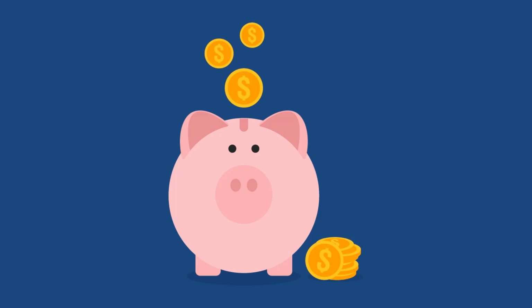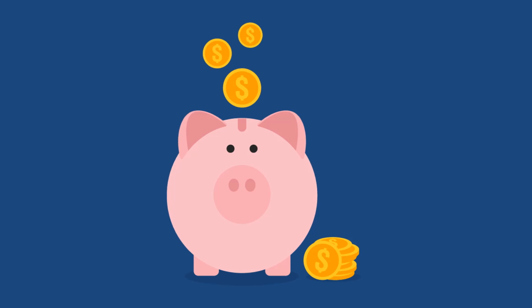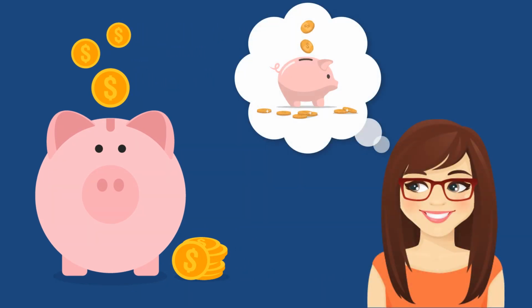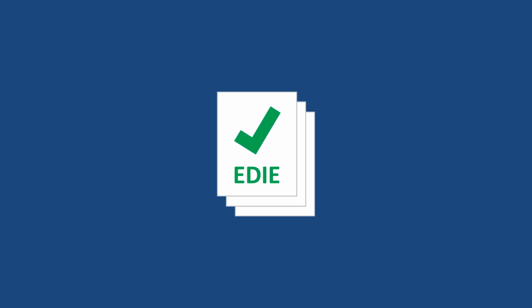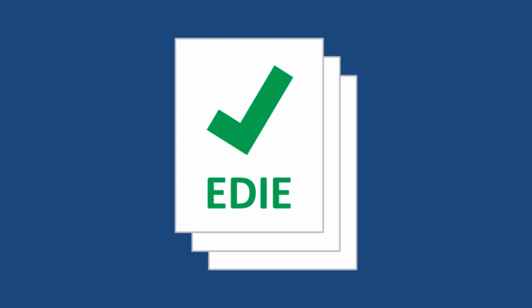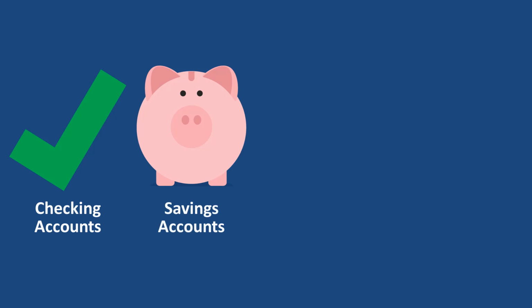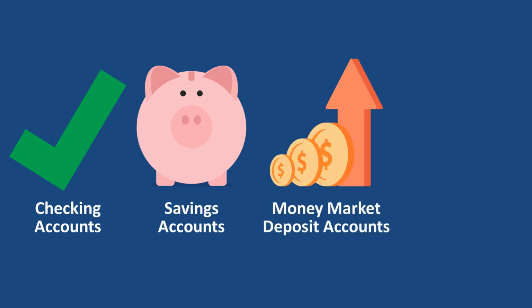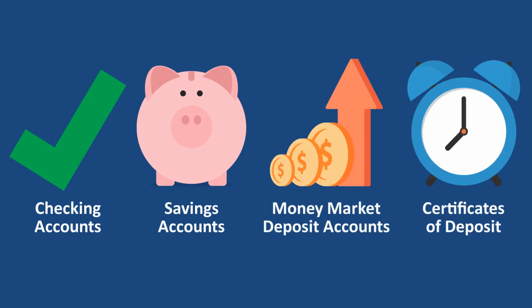EDIE can be useful in determining FDIC deposit insurance coverage for either existing deposit accounts or hypothetical scenarios that you may be considering. EDIE can also be used to generate a printable report of your FDIC deposit insurance coverage. In using EDIE, you will select from one or more of the most common deposit account products that banks offer, such as checking accounts, savings accounts, money market deposit accounts, and certificates of deposit.